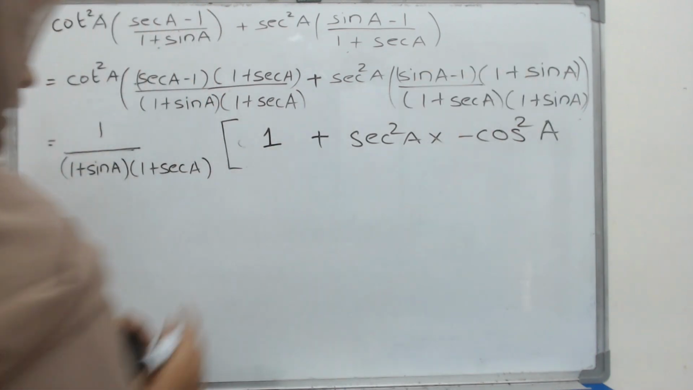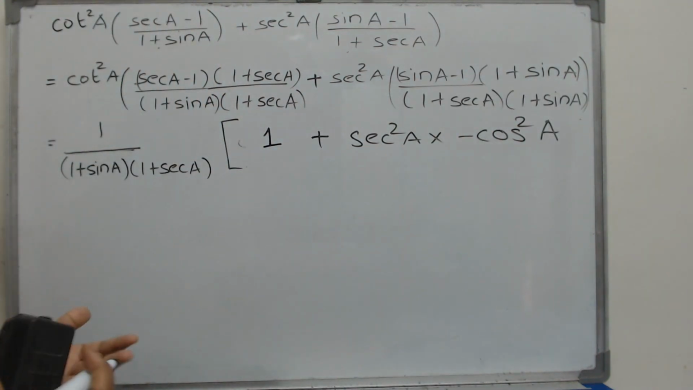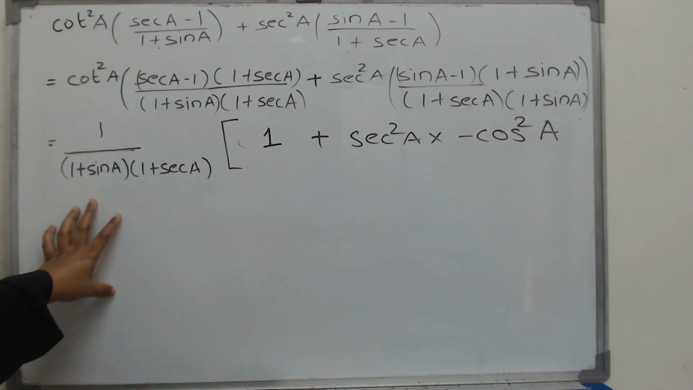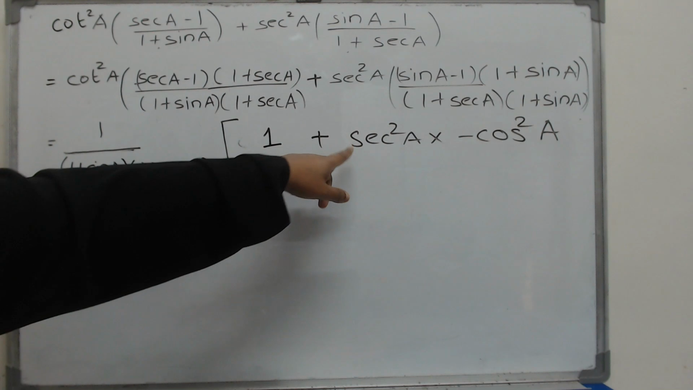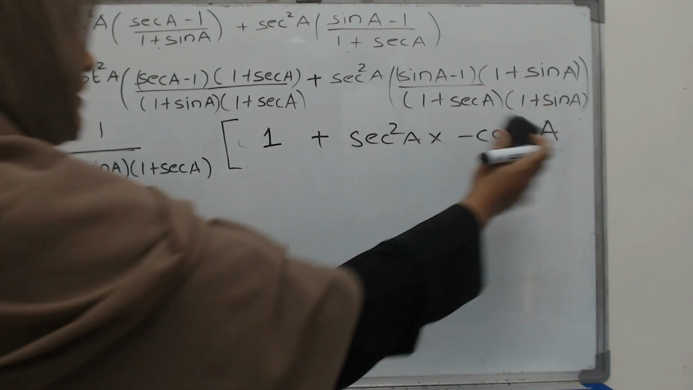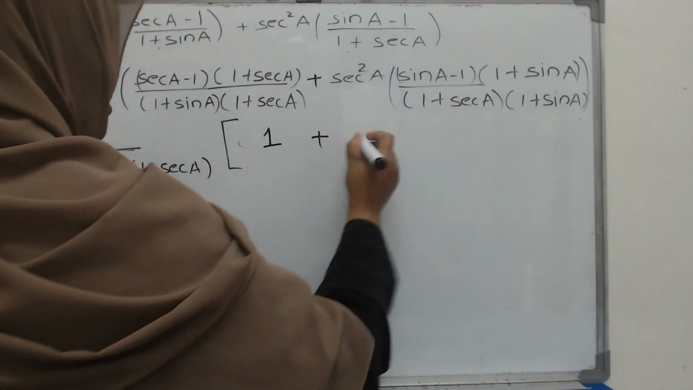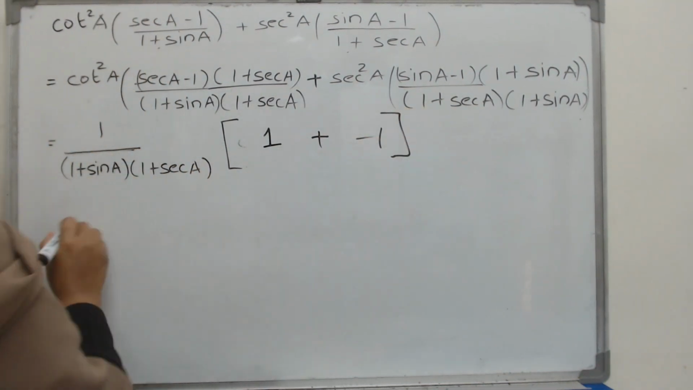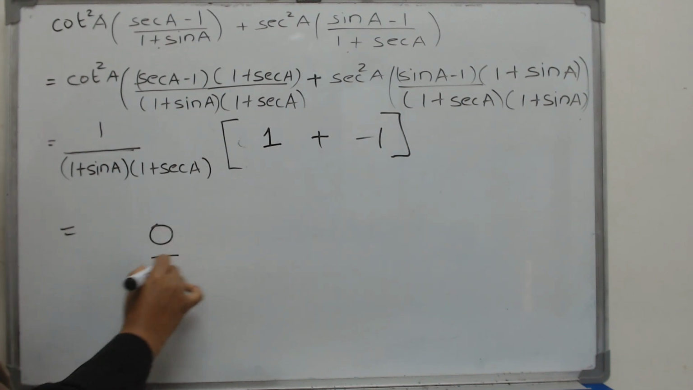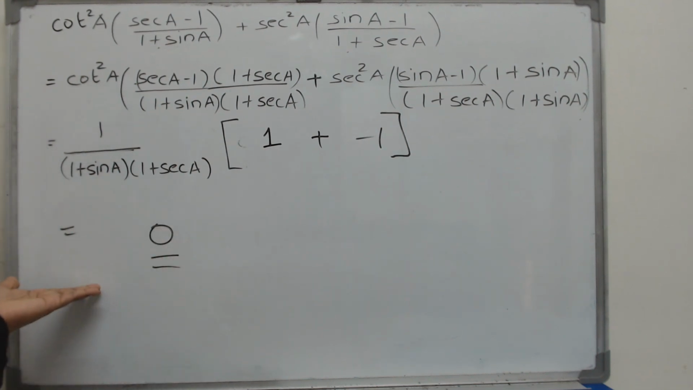But then what do we know about sec and the cos values of any angle? They are reciprocals of one another, which means sec square a into cos square a will be 1, but here we have a minus, which means it is actually minus 1. So this whole thing becomes what? A very simple 0, and that is the answer that we were looking for.